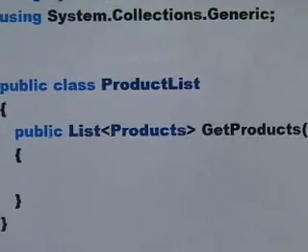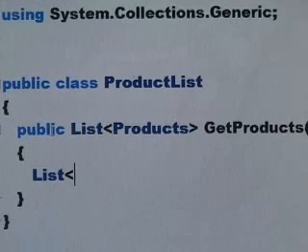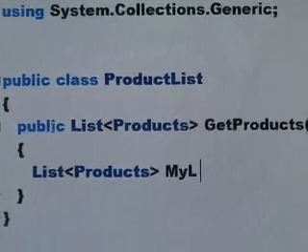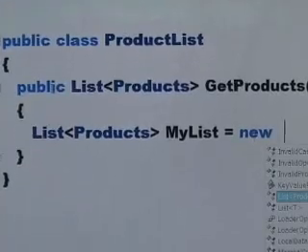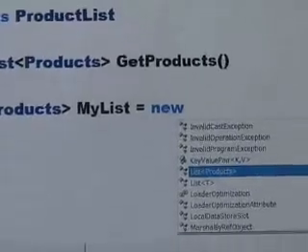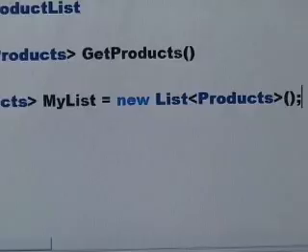So with that created, I now want to actually create my variable list products. Just call it myList equals new. And you can see IntelliSense is smart enough to understand what the default value is, so if I just click tab, it'll create the new list of products.